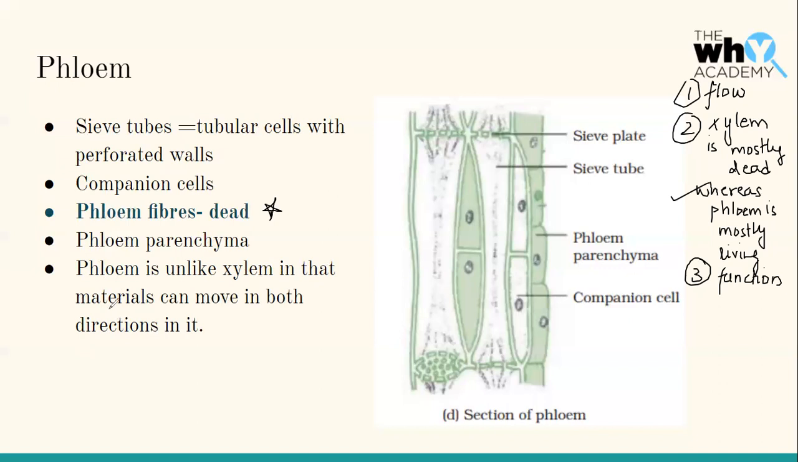Phloem is unlike xylem in that the materials can move in both directions. We discussed this, right? This is an important diagram. Again, asked for labeling. Sometimes they ask you to draw a rough sketch also, but mostly labeling. So all these parts will be blurred, and you will have to identify which is the sieve plate, which is the sieve tube, parenchyma, and companion cells.